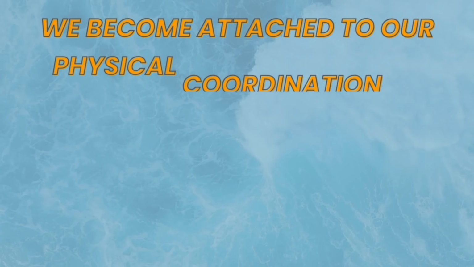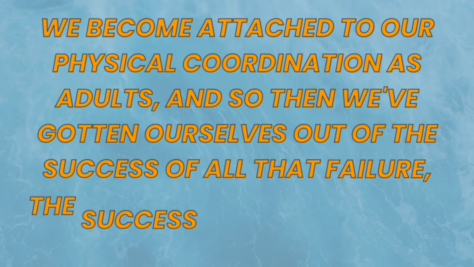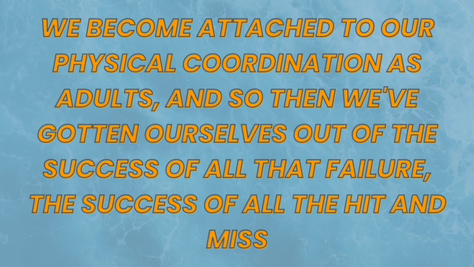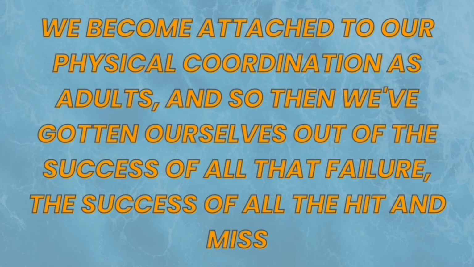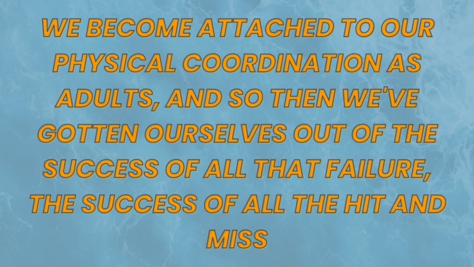They're failing and failing and failing and look at that. Fail and fail and fail. Oh, look at that. This is what learning is all about. We become attached to our physical coordination as adults. And so then we've gotten ourselves out of the success of all that failure, the success of all the hit and miss and hit and miss. And I think I got it a little bit. Hit and miss, hit. There it is again. We want the success in a hurry, very quickly. We want to get it right. We want to show that coordination that we are so used to in other parts of our life.